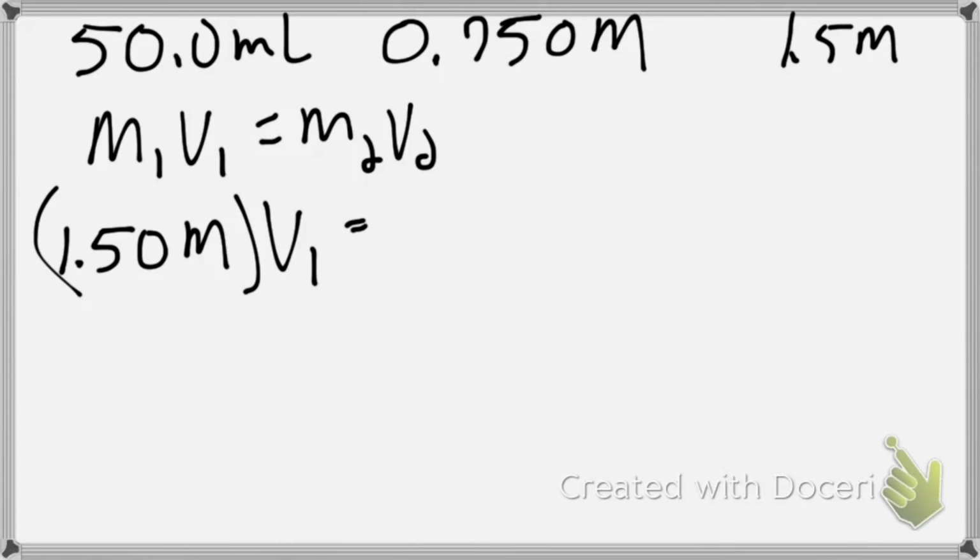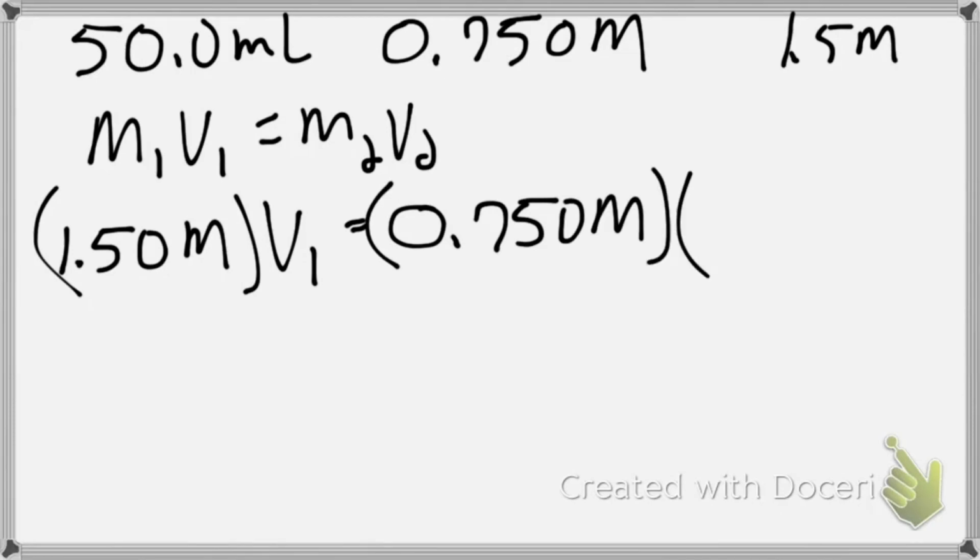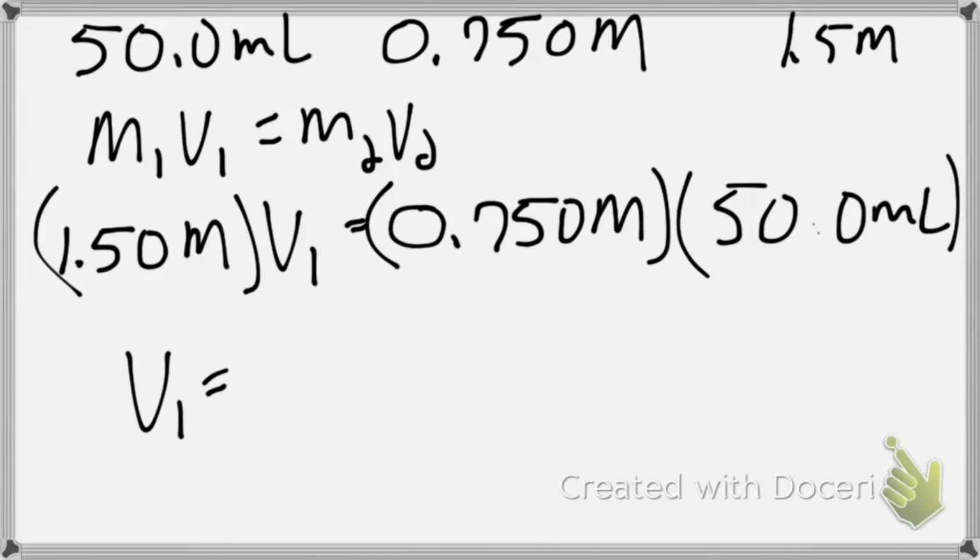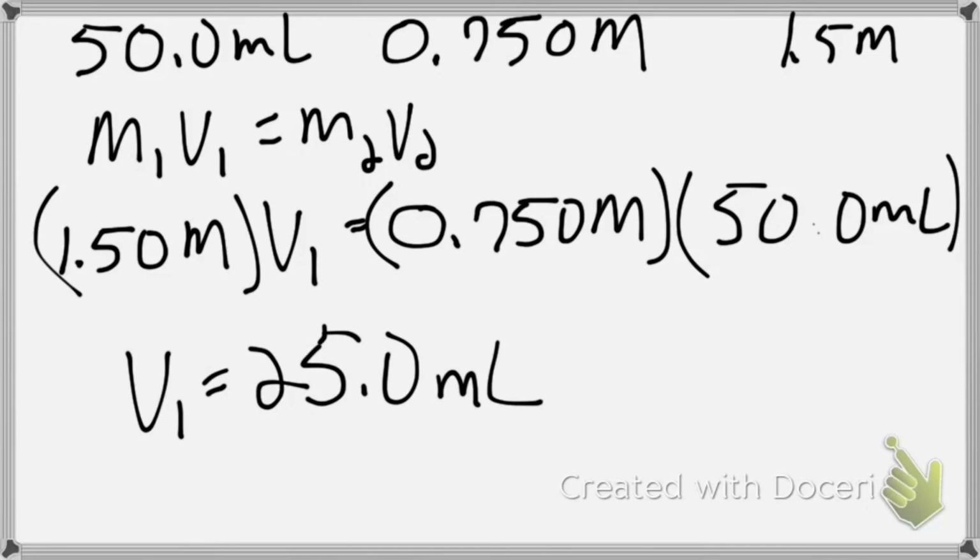Molarity 2 in this case is 0.750 molar. And V2 we want is 50 milliliters. So when you do the math for this, what you get for V1 is 25.0 milliliters. So what that's telling you is you would have to take 25 milliliters out of the stock solution, add it to another volumetric flask, but in reality you're using a test tube, and add water to bring it up to 50 milliliters, and then you would have 0.750 molar of that sodium chloride solution.